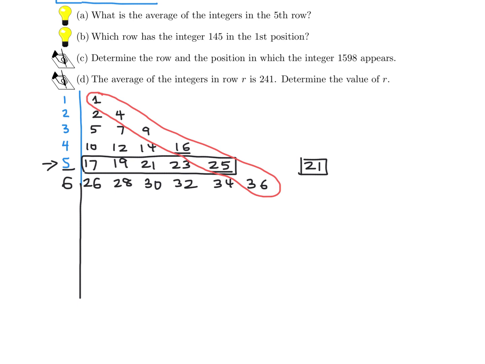They're perfect squares. So in the first row, it's 1, and 1 is, of course, 1 squared. In the second row, it's 4, and 4 is, of course, 2 squared. In the third row, it's 9, and 9 is 3 squared. In the fourth row, it's 16, which is 4 squared. This is 5 squared. This is 6 squared, right? Very, very useful if you can figure that out on your own, but they actually gave it to you in the question. So which row has the integer 145 in its first position?